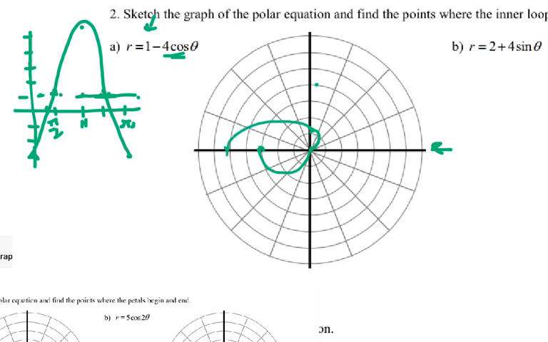Then at, where are we? 3 pi over 2, we're at 1. So here's 3 pi over 2. We're at 1. So we're here.